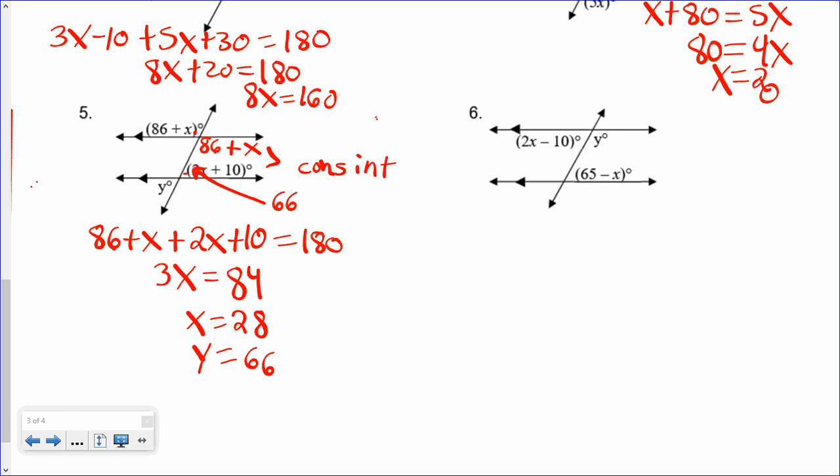How did you get the 66? I plug 28 in. 2 times 28 is 56 plus 10 is 66. Oh, so you used 66. Yeah, you actually plugged it in.